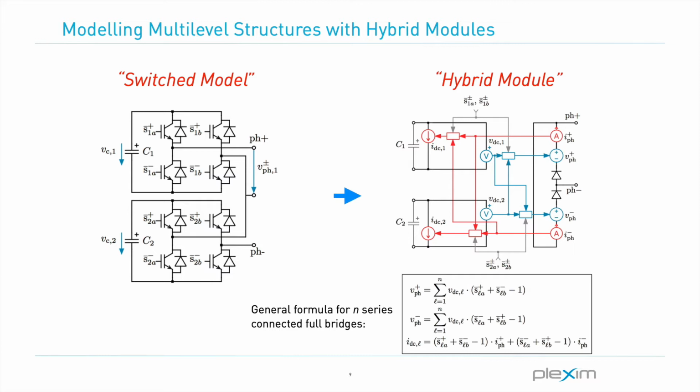Now please note at this point that the model dynamics of the switched model and the hybrid model, if used in an offline simulation with a variable time step solver, are exactly the same. So they're absolutely equivalent. There is no difference between the two. But what is nice is that we can reduce the number of switching combinations, or the number of switches that are needed to model these series connected full bridges, from 8 to 2.